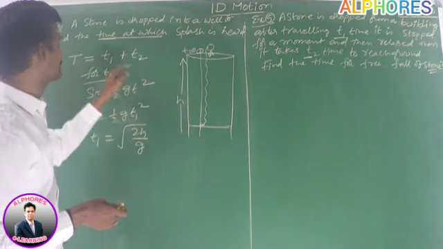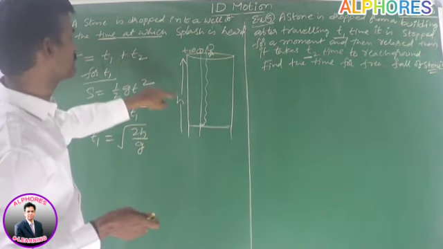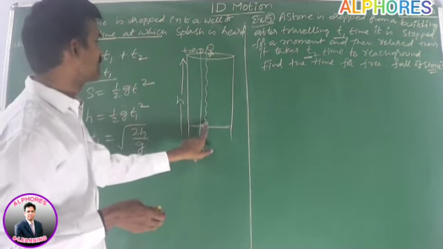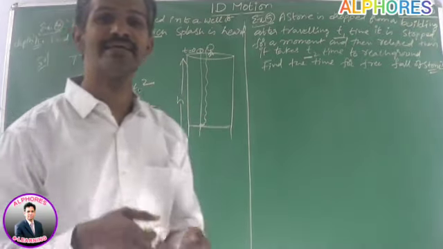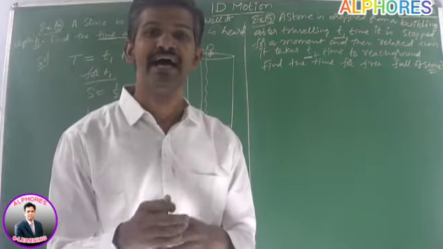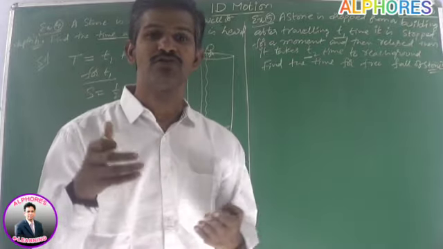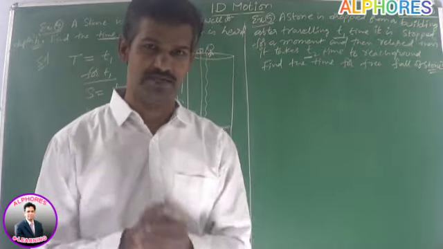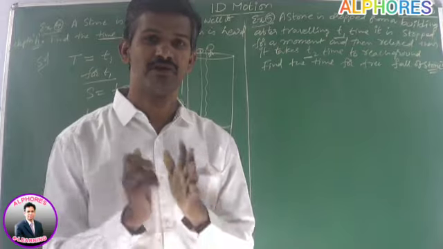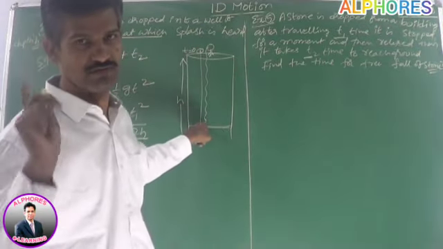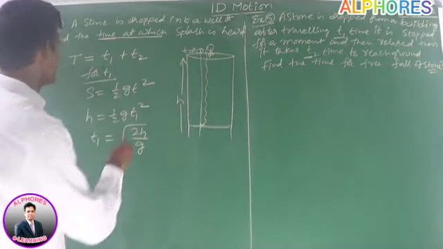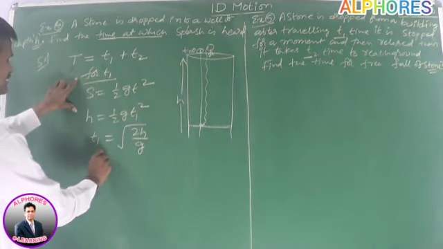Our second case is t2. For t2, the sound is traveling against gravity. But in case of sound, we do not consider the effect of gravity. So sound travels with a uniform speed. We do not use equations of motion in case of sound. Remember that one? Next, how to calculate t2?